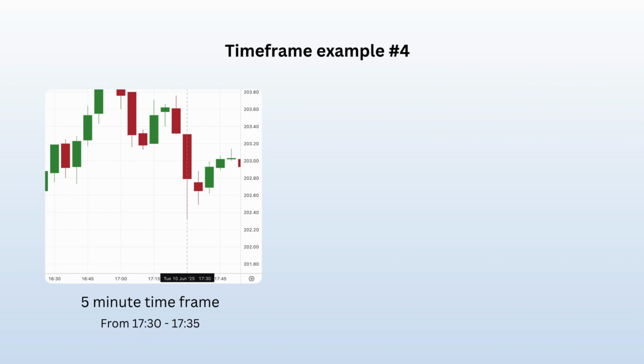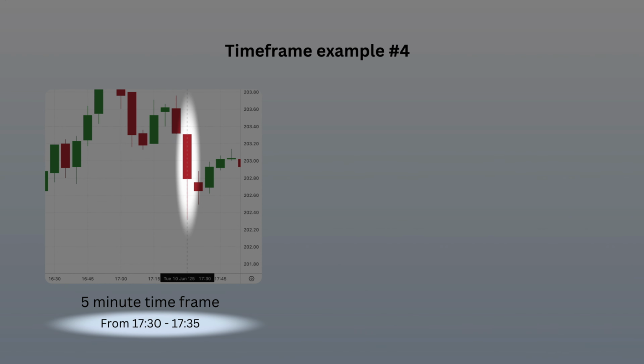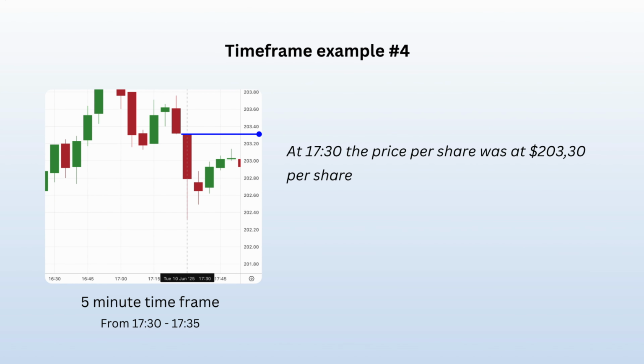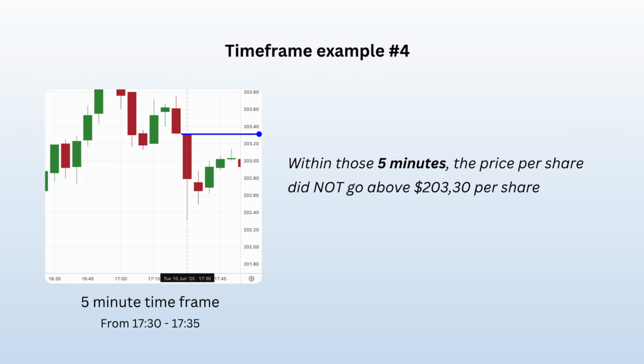on your chart. And then of course, we're gonna go all the way to the 5-minute time frame, where every single candle represents 5 minutes worth of price action. And we're gonna look at the price action that happened from 5:30 in the afternoon until 5:35 in the afternoon. And this is what the candlestick is telling us. At 5:30, the price per share was $203.30 per share. This is when this 5-minute candle started printing at 5:30 in the afternoon. Now, within those 5 minutes, the price per share did not go above $203.30 per share.